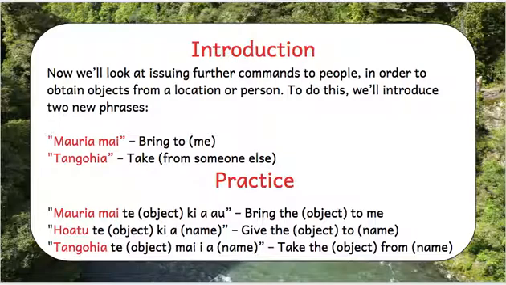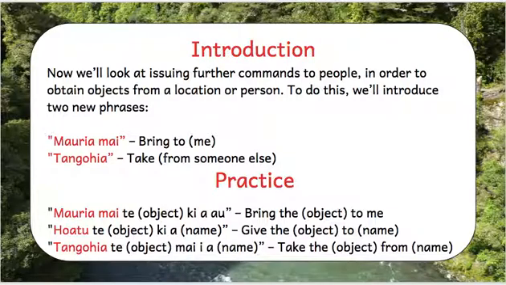So to practice would be mauria mai te puka puka ki au, bring the book to me. Ho atu te puka puka ki a Mr. Chittenden. Give the book to Mr. Chittenden. Tangohia te puka puka mai ia Mr. Chittenden. Take the object from Mr. Chittenden. Tangohia, take, as in tangohia or who, take off your shoes.